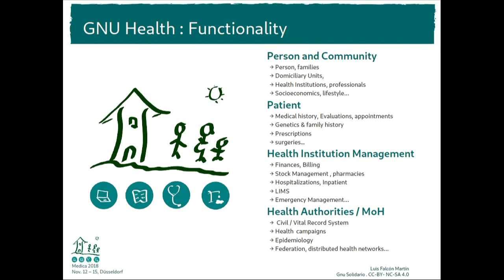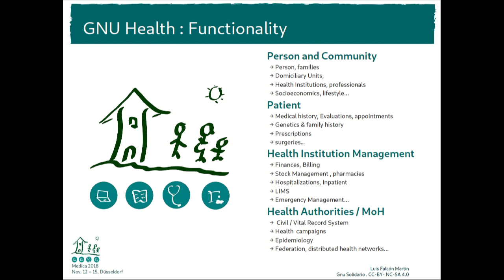First one has to do with the person and the community. So how people live, what the domiciliary units are, lifestyles, and so on. We are talking here about people before patients. Here is the healthy community. We are not talking about patients, we are talking about people. The second level has to do with dealing with patients. So we move one step forward, and now we're dealing with the medical community. So there you have the medical records, hospitalizations, surgeries, genetic info, and so on.